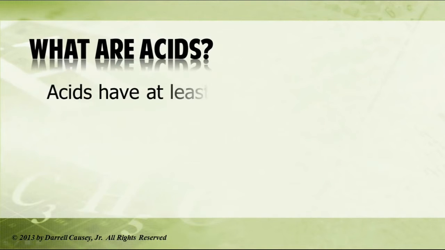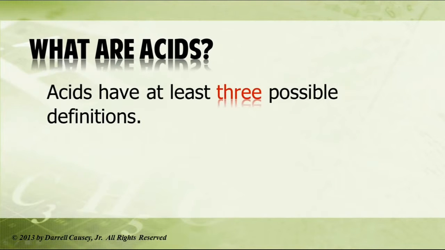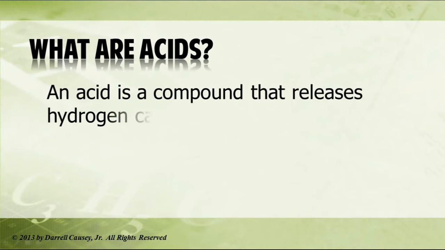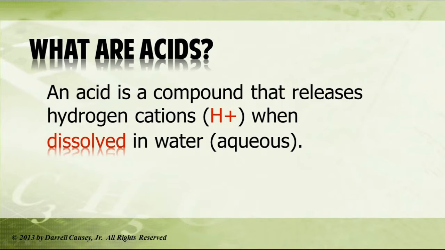What exactly is an acid? Acids have at least 3 possible definitions. But for right now, all you need to know is that acids are compounds that release hydrogen cations, that's positive ions, when dissolved in water, when they are aqueous. And that gives us an acid.